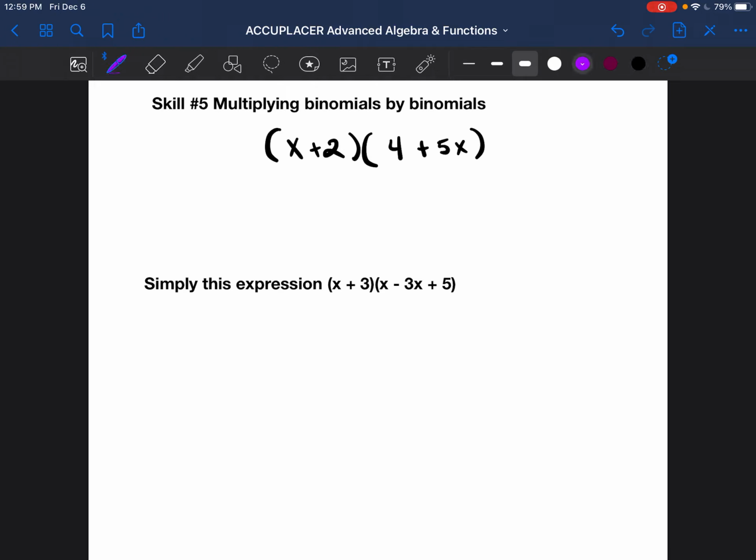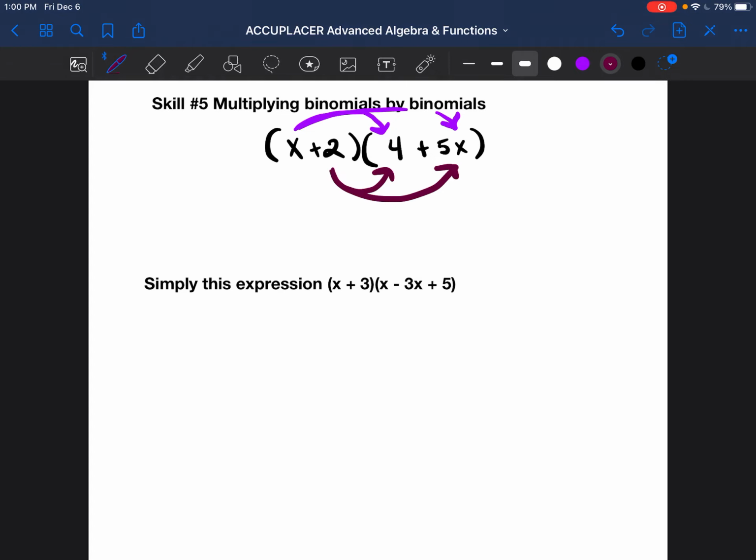So I like to make my arrows. You should also make your arrows. You're taking this x and you're multiplying it by everything in that second parentheses. Once you're done doing all that multiplying, then you're taking that 2 and multiplying it by everything in the second parentheses. But now you have the skills in order to do that.